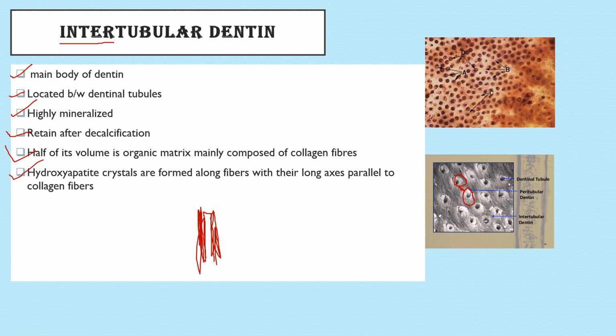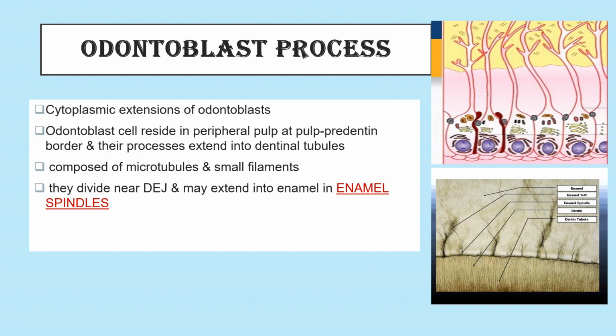Then moving to the odontoblastic process. Odontoblastic process is important because they are originating from the odontoblast, which are nothing but dentin forming cells. So odontoblastic process is nothing but the cytoplasmic extensions of odontoblast.